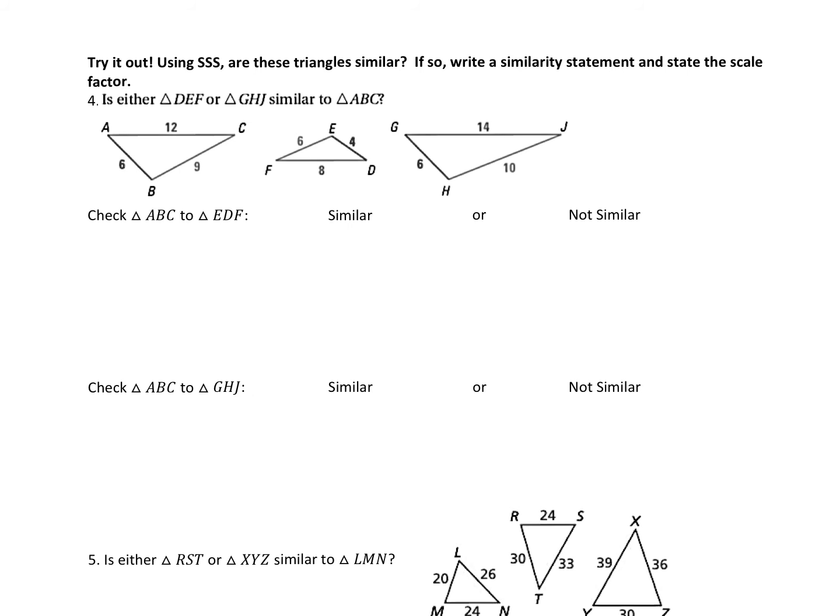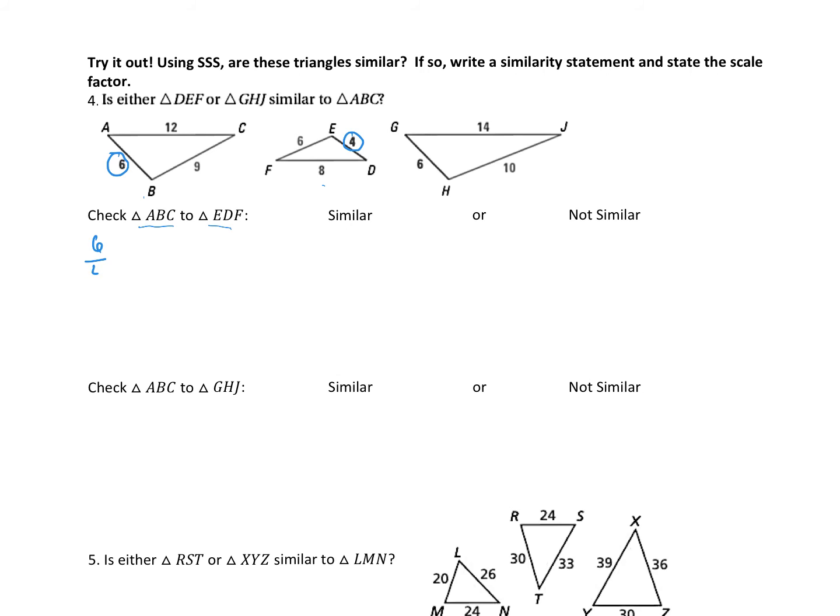Okay, number 4 is either triangle DEF or GHJ similar to triangle ABC. Well, they all kind of look similar. Let's check. First one, ABC to EDF. So the first one and the middle one. This side, if you notice, pairs with this side because those are the shortest ones. So I'm going to check that first.